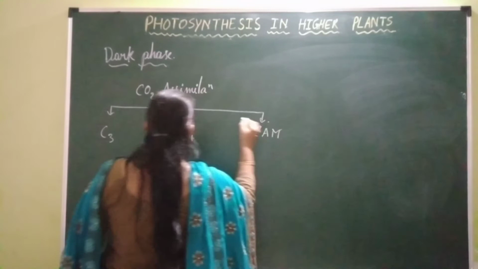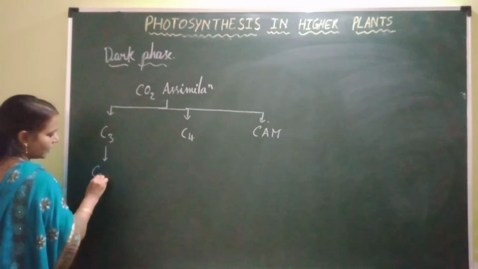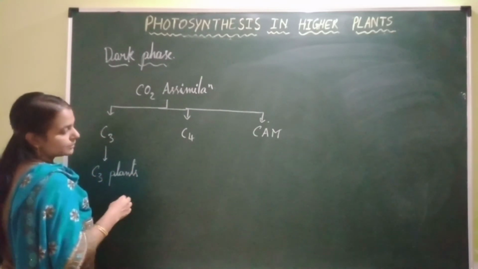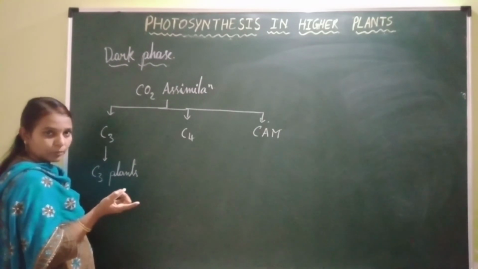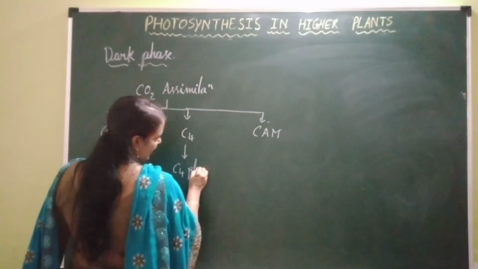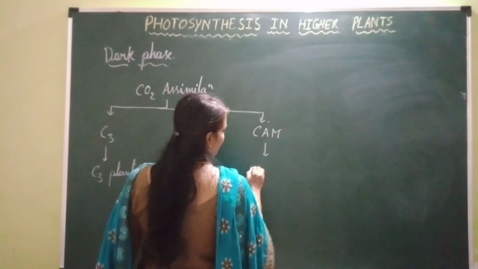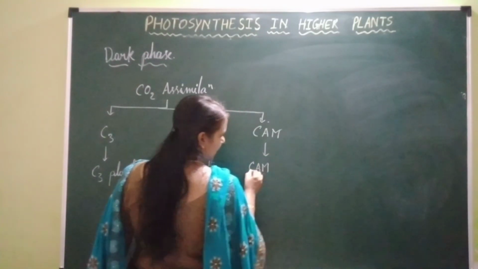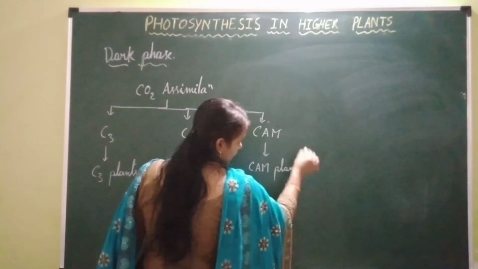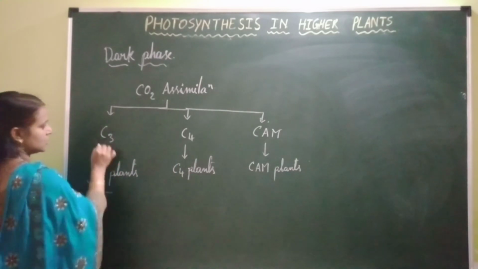The plants in which carbon dioxide assimilation occurs through C3 pathway are called C3 plants. The plants in which carbon dioxide assimilation, that is reduction of carbon dioxide into carbohydrate, occurs through C4 pathway are called C4 plants. And the plants in which it occurs through CAM pathway are called CAM plants, crassulacean acid metabolism plants. This type of pathway occurs in xerophytes or succulents. So let's start with C3 cycle first, C3 pathway.